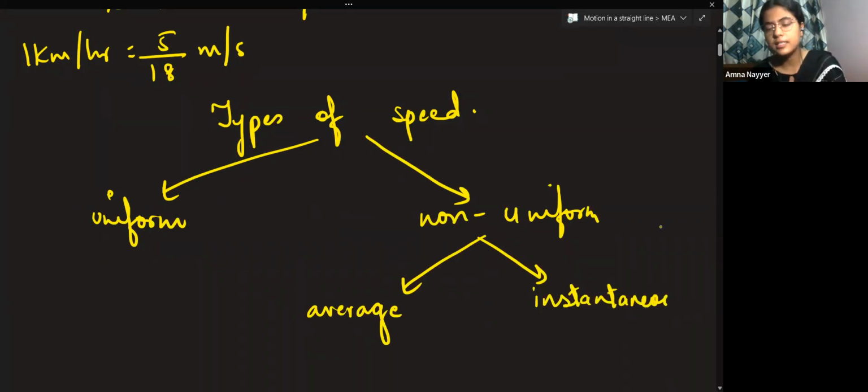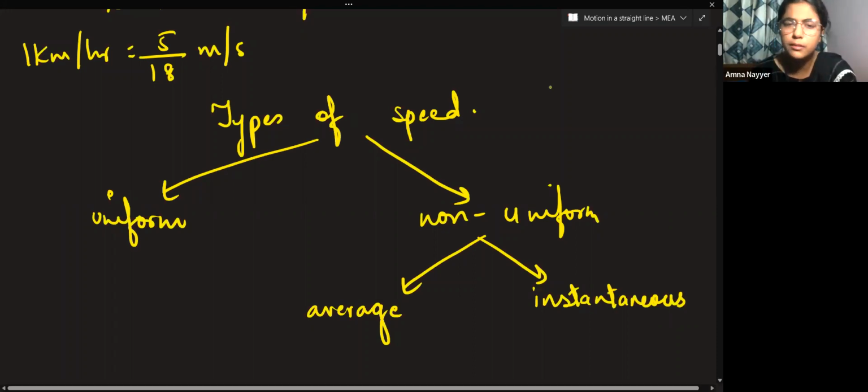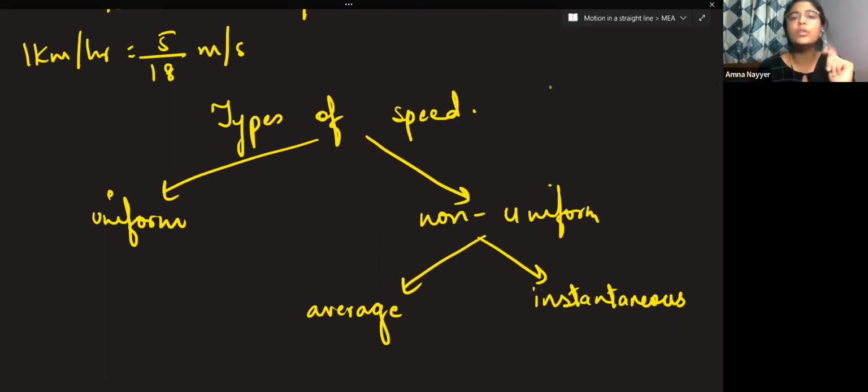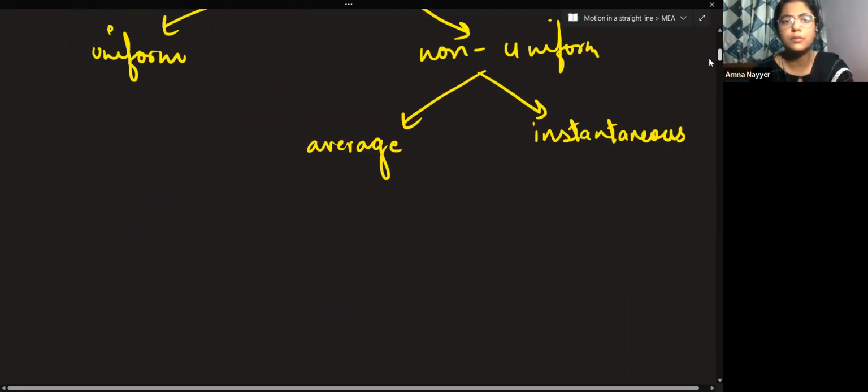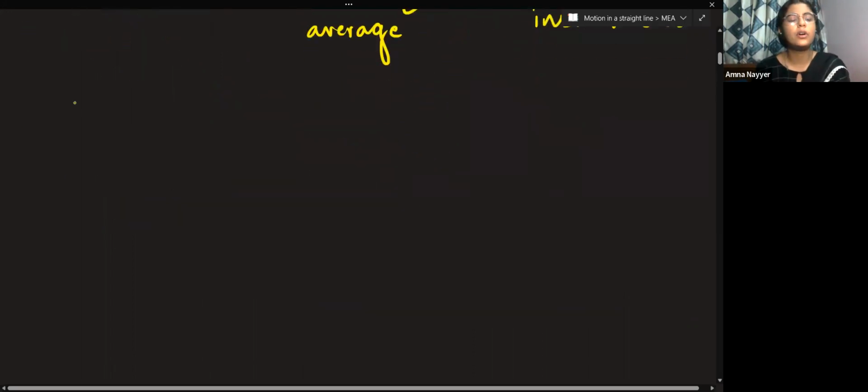When we were discussing differentiation, instantaneous and average, we had discussed it in brief, but right now we'll discuss it in full detail. So uniform means what? From the term uniform, you can identify. Uniform means constant speed. I'll write down these things. If we talk about first the uniform speed.